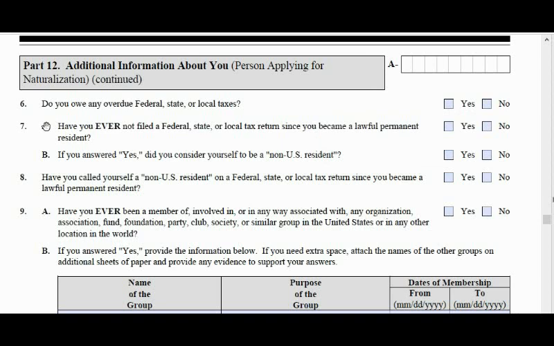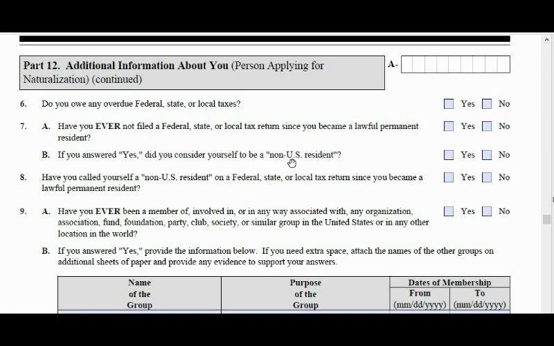Number seven: have you ever not filed a federal, state, or local tax return since you became a lawful permanent resident? So since you got your green card, have you ever not filed a federal, state, or local tax return? If that's the case, check yes. If not, you check no. If it's yes, did you consider yourself to be a non-US citizen?